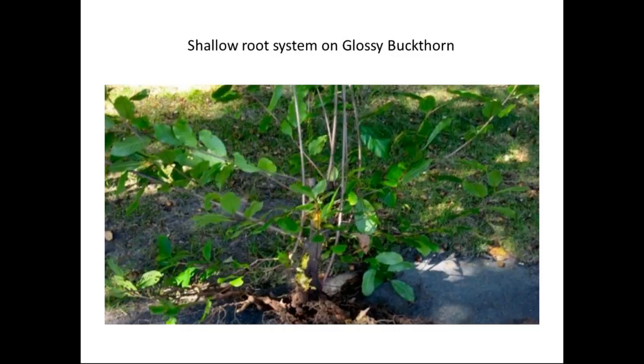Glossy buckthorn has a shallow root system, so this is one that I pulled out of the ground from a previous slide you saw earlier. You can see the 1 foot stump, and I let it grow. I think I cut this in the fall of 2009, and this is the picture in June of 2010, and it's put out at least 12 or 15 additional asexually produced sprouts from the stump. The root system is very shallow, but it's got a lot of power.